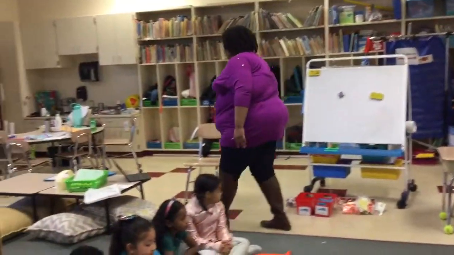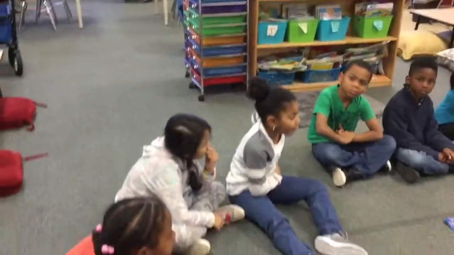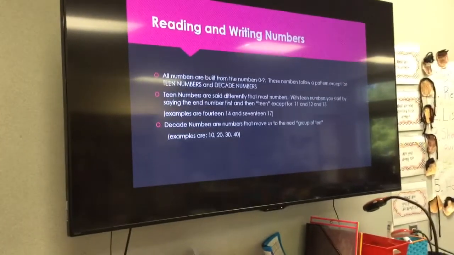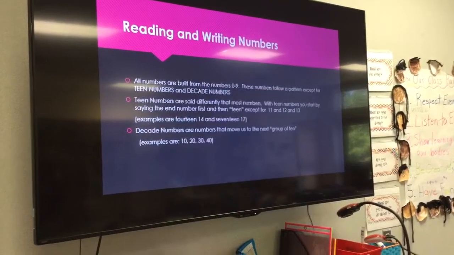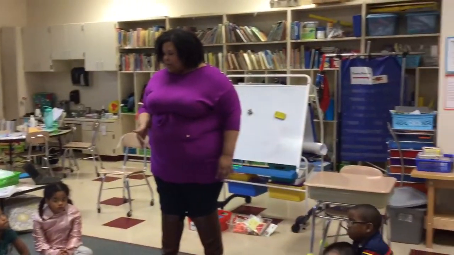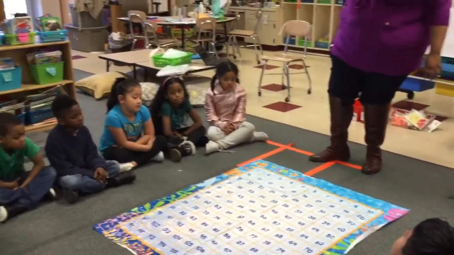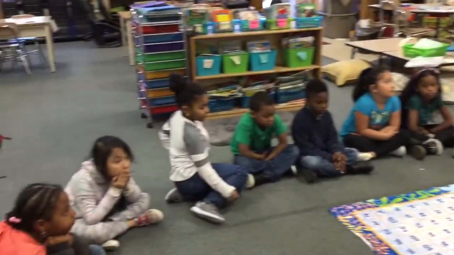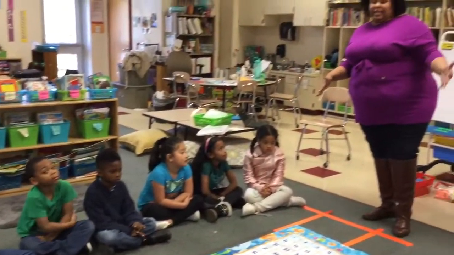And we know in place value that any number that we build has a combination of the numbers 0 all the way to 10, and they're put in different combinations. So what we're going to talk about today is teen numbers and decade numbers, because I notice sometimes when we practice our numbers that we struggle a little bit with hearing the difference between what's a teen number and what is a decade number.